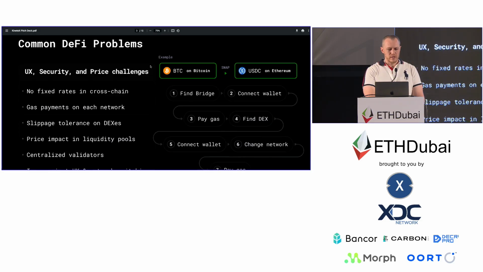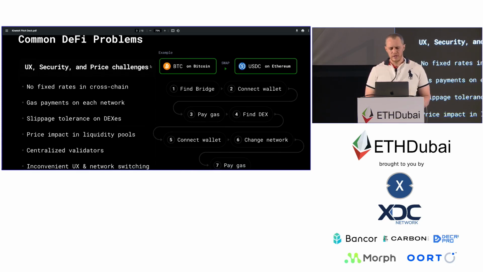Why are Intents so important for DeFi? Let's take a look, for example, at how we move liquidity between different networks. We need to find a bridge and pay gas. After this, our assets go somewhere into a black hole, and we need to wait for that.